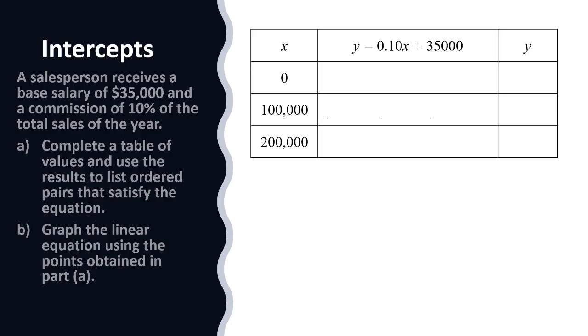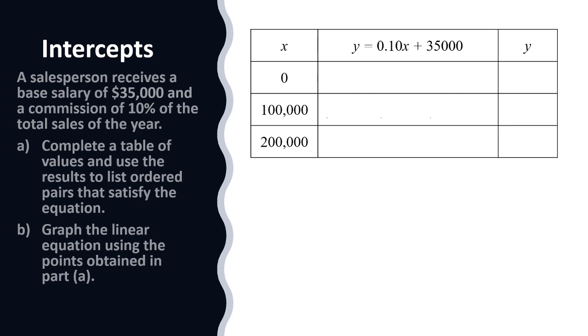Let's do an example of a real-life situation involving a linear equation. A salesperson receives a base salary of $35,000 and a commission of 10% of the total sales of the year. A. Complete a table of values and use the results to list ordered pairs that satisfy the equation. B. Graph the linear equation using the points obtained in Part A. So for this example, we have two variables. One variable is the amount that the salesperson is going to make, the salary, and the other variable is the total sales for the year.